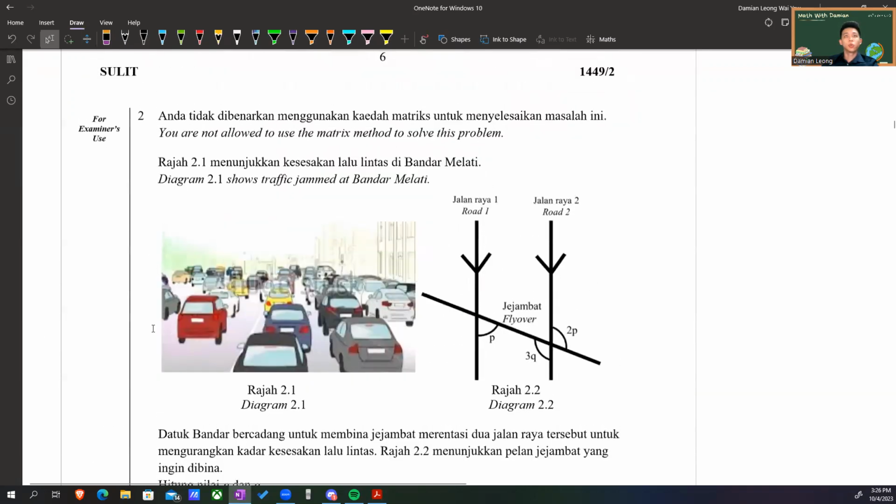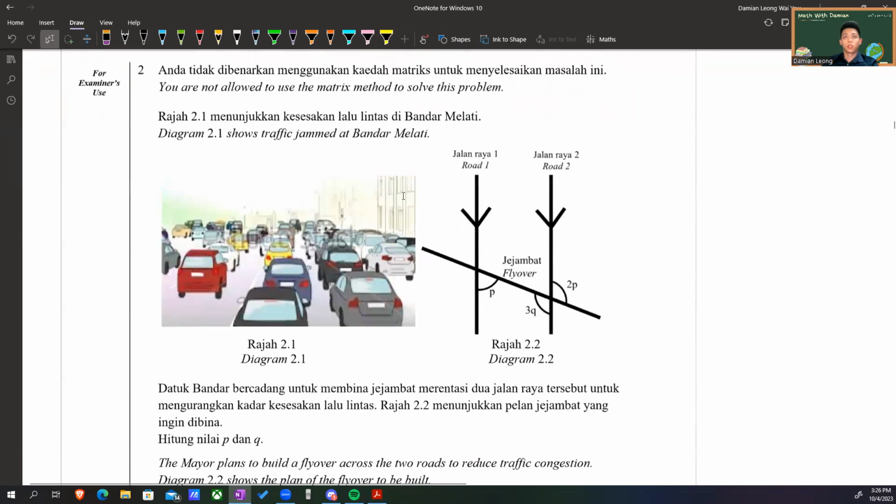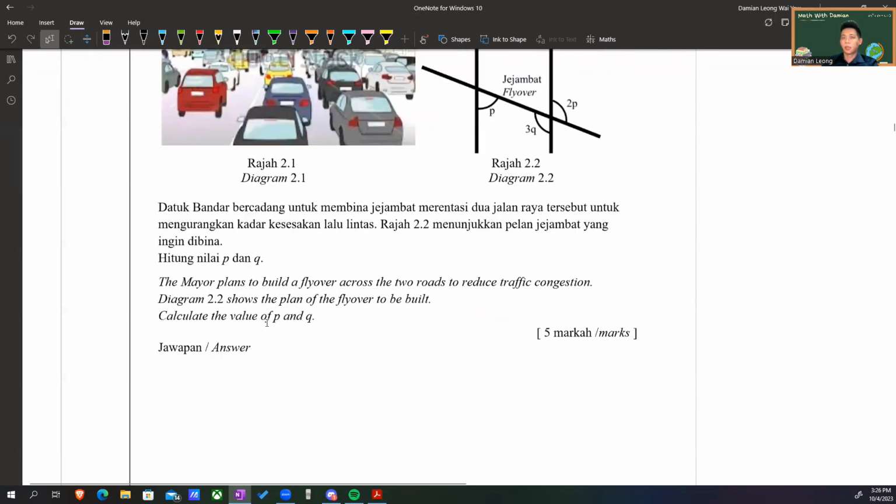Then we look at question 2. I'm not allowed to use the matrix method to solve this problem. So I want to find the values of P and Q, two unknowns. So basically, I would have two equations. First equation, you look at this 3Q, 2P. So that should relate directly. Vertically opposite angles should be the same. 3Q equals 2P.